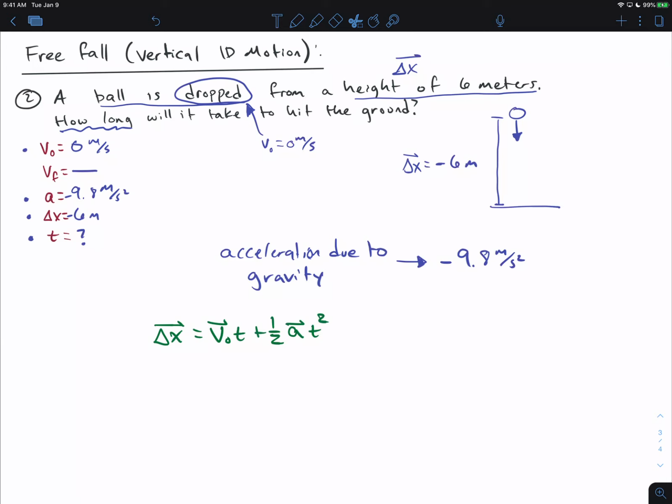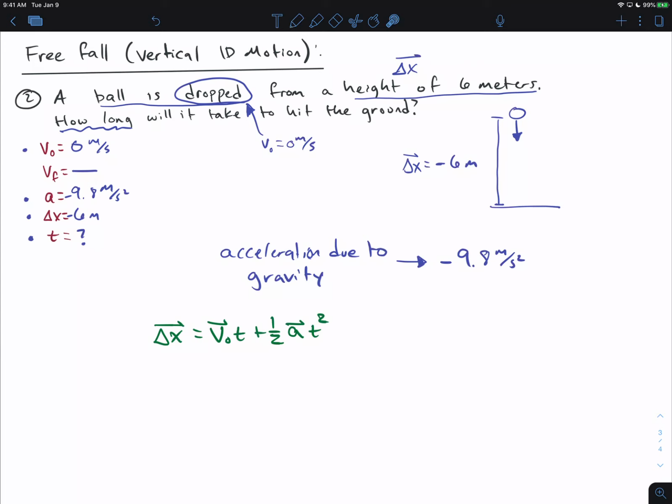But this time we're not looking for displacement. This time we're looking for time. So make sure that once we start plugging everything in, we have a goal here at the end that we're going to be solving for time, not displacement. So what I'm going to do here is plug everything in because it's going to make it a little bit easier to work with.